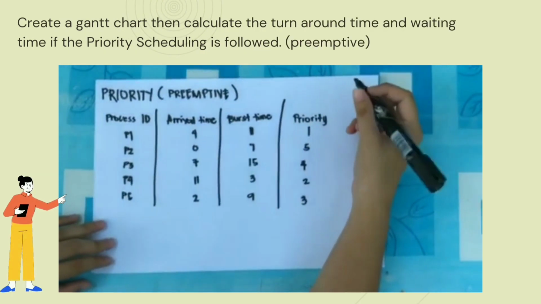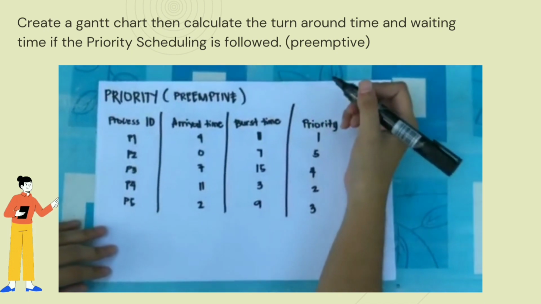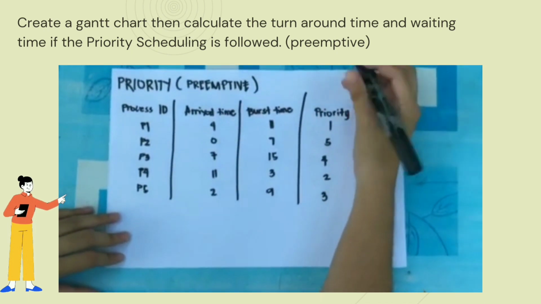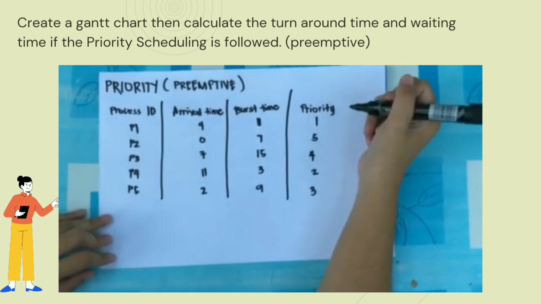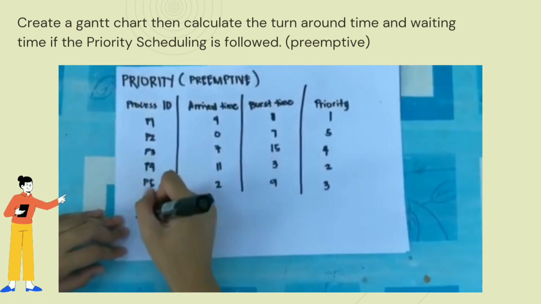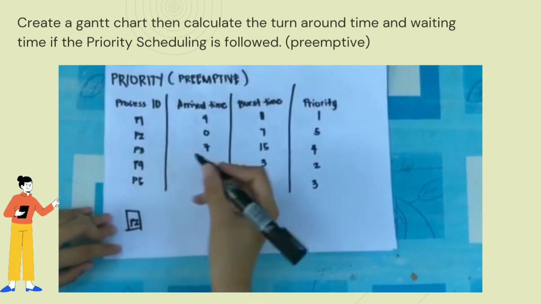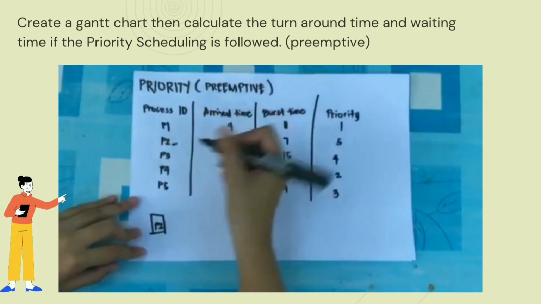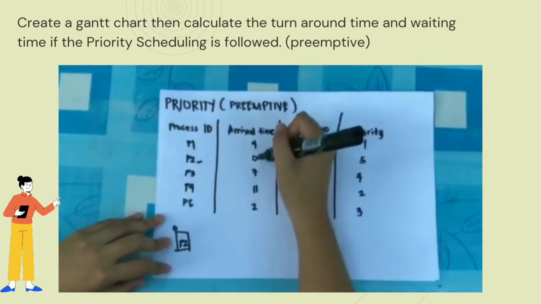So ngayon, ang gagawin natin is priority na preemptive. Ang preemptive is yung nai-interrupt yung process based sa higher na priority. So ngayon, gagawa tayo ng Gantt chart. Ang unahin natin si P2 dahil 0 yung arrival time niya.